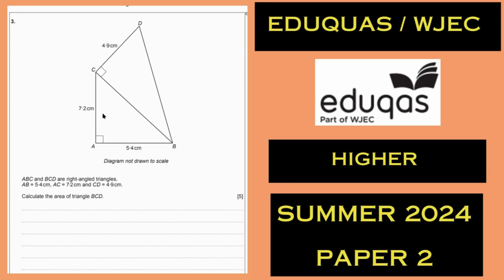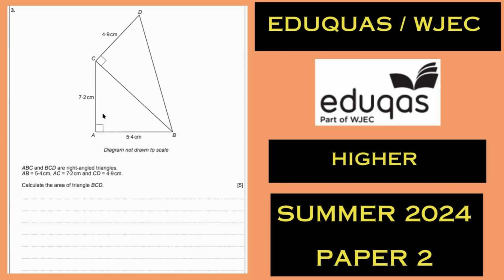Number 3. Doesn't take a genius to realise triangle on a triangle means you're going to need to use some form of Pythagoras or SOHCAHTOA, but it's definitely not SOHCAHTOA because no one mentions any angles. Find the area of triangle BCD. Good news, we've got the height. We're going to need the base. Where do we get BC from?